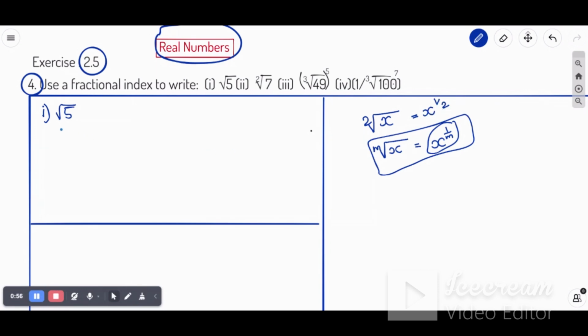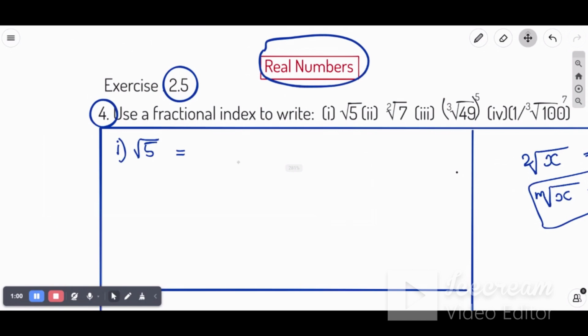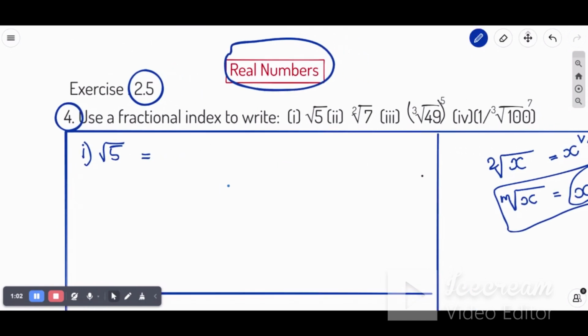With this quick recap, let's move on to our question. Root 5, how will you write it? Root 5 can be written simply as 5 power 1 by 2. This is the answer for this question. The second question is square root of 7. Square root and root are all the same. So what is your answer here? Yes, you can directly put it as 7 power 1 by 2.